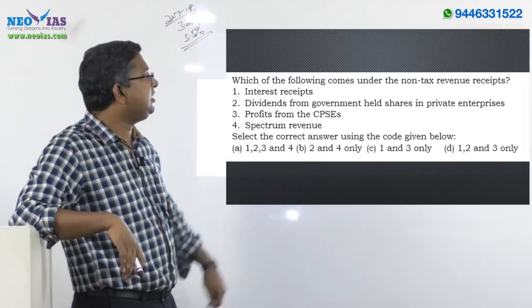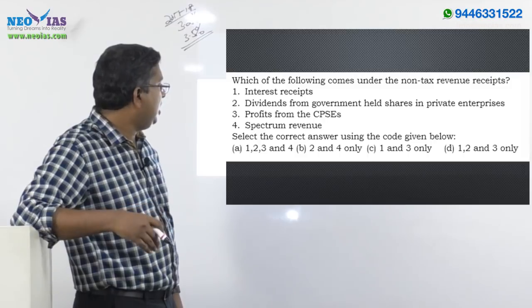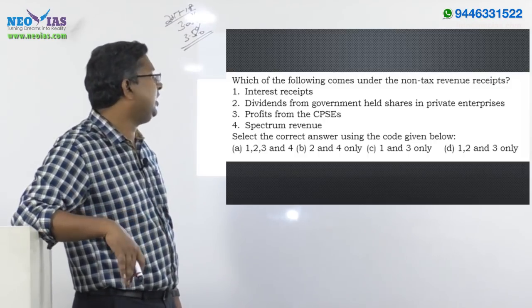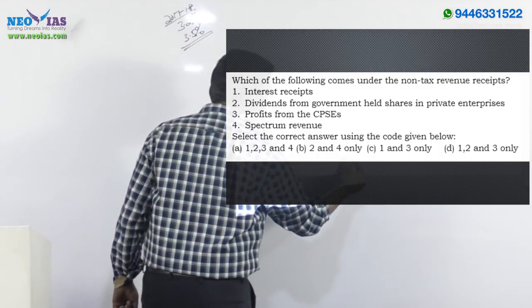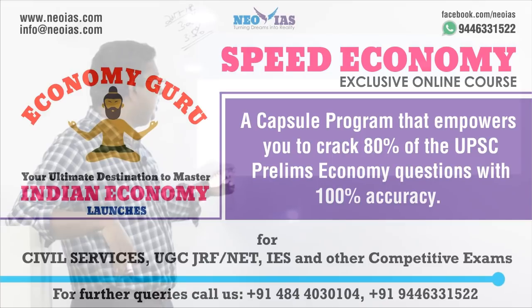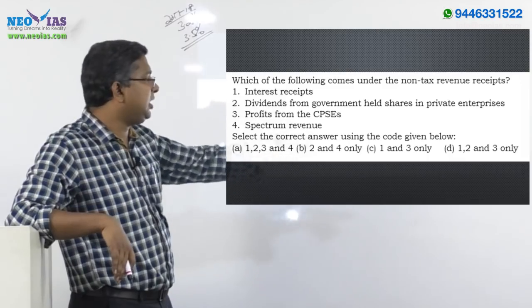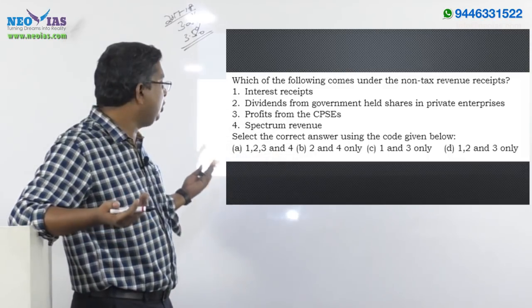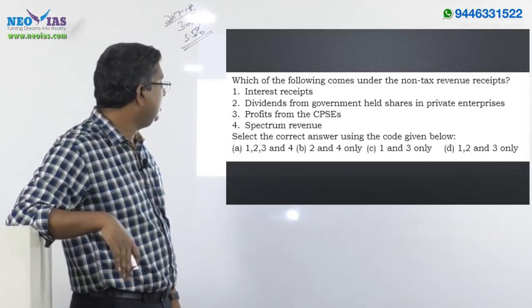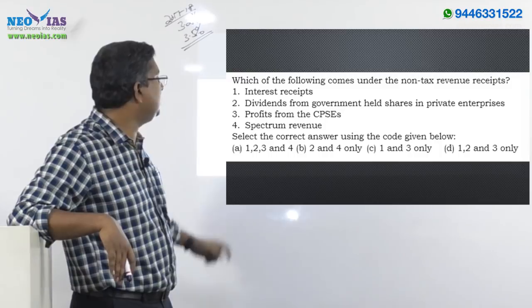Dividends from government held shares in private enterprises, yes, dividends the government gets, that is also correct. So 2 is also correct, so we can eliminate choice C. So from this you get to know that in choice A and choice D, 3 is there. So then no need to confirm it. Again, we know that profits from the CPSE is there. So 3 is there. Now we have to find out whether spectrum revenue is there or not.